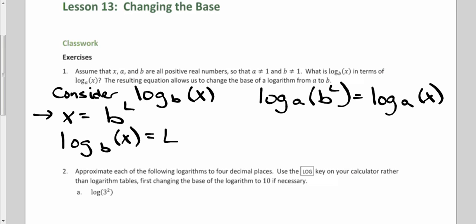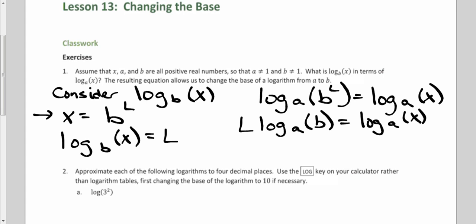Now, I'm going to use my power property. Remember, my power property says, if I have an exponent in here, I can bring it out into the front as a coefficient. So that's what I'm going to do right now. I'm going to say log base A of B to the L power equals L times log base A of B. And that equals log base A of X.